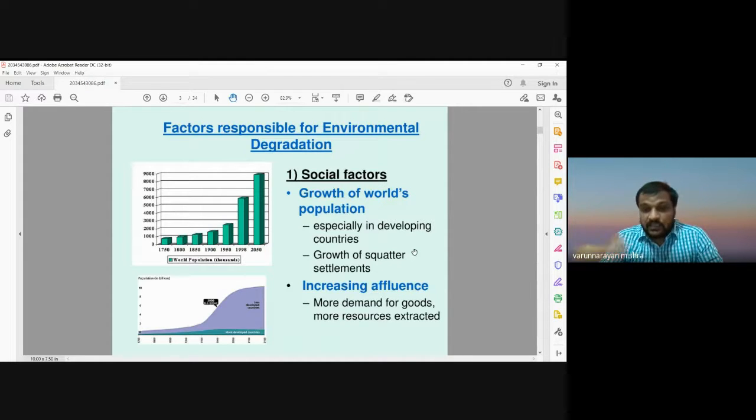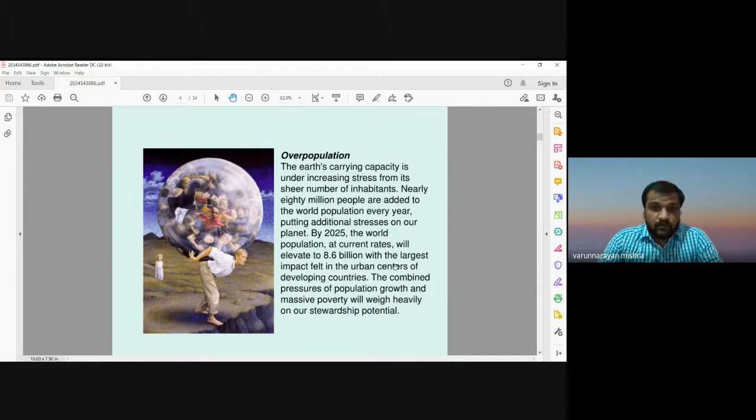We are extracting more resources for the need of the highly populated area, for the need of the increased population on the earth surface. So this is the social factor. Overpopulation has an important role in environmental degradation. The earth's carrying capacity is under increasing stress from its sheer number of inhabitants. Nearly 80 million people are added to the world population every year, and this is putting additional stress and pressure on the natural resources on the earth.